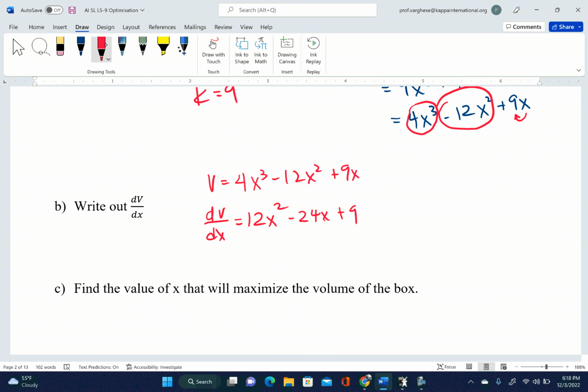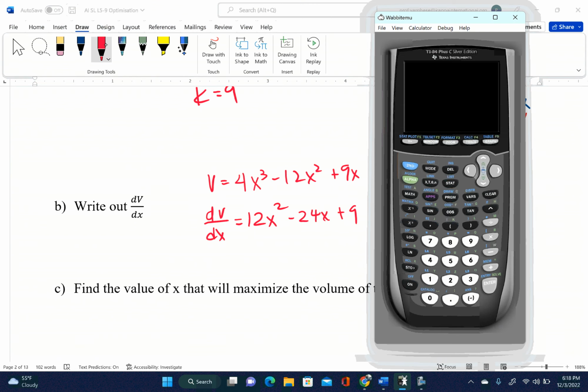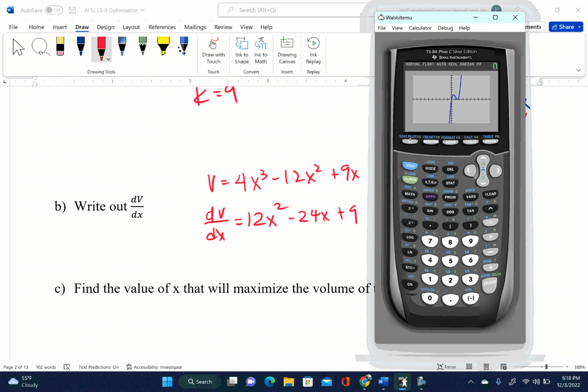Second thing, it says find the value of x that will maximize the volume of the box. So I took my calculator and plugged in my original function, 4x to the third minus 12x squared plus 9x. If I graph it, this is what it looks like. I'm looking for the maximum point, which is this max point right here. I can hit second calc and choose maximum.